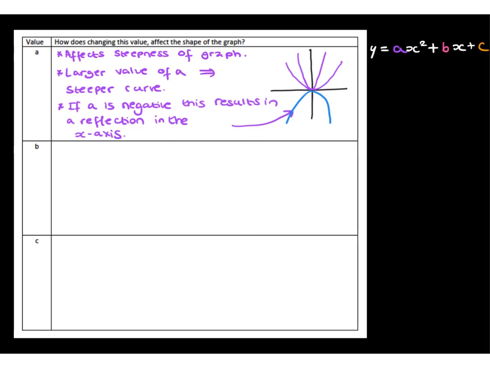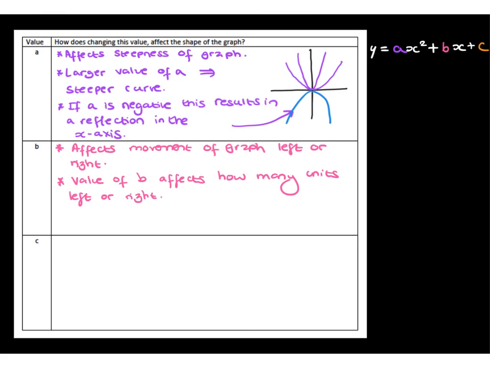Now, what about the value of b? Well, changing the value of b results in the graph either moving left or right, and the value of b will dictate how far left or right it moves. And this value c here, of course, tells you where the graph crosses the y-axis. So changing the value of c results in a movement either upwards or downwards, so a vertical movement.